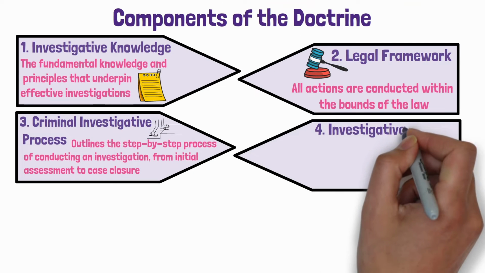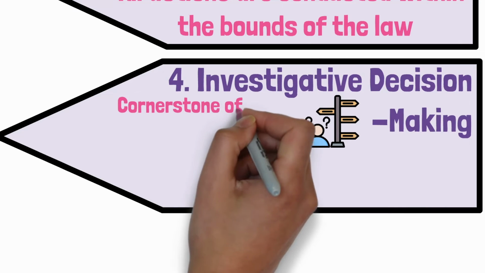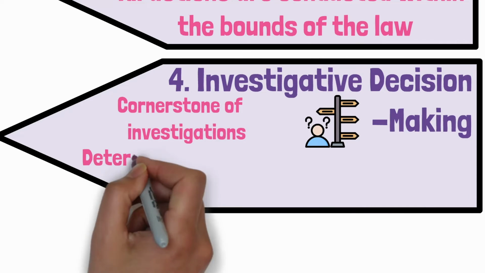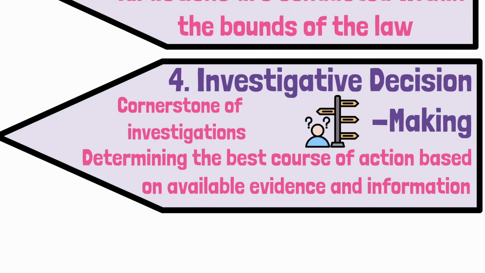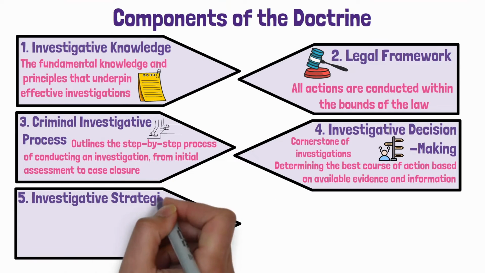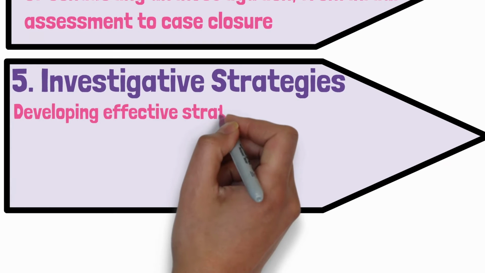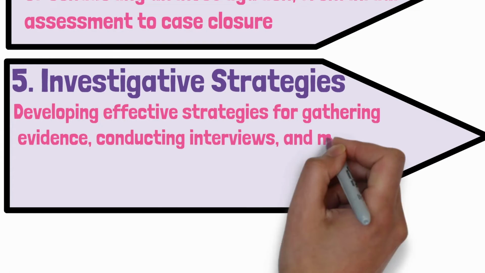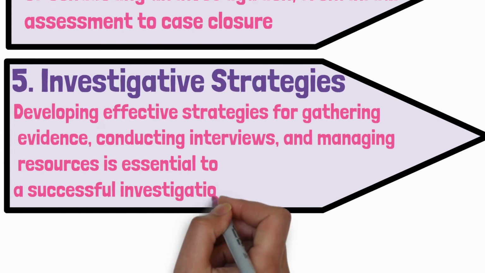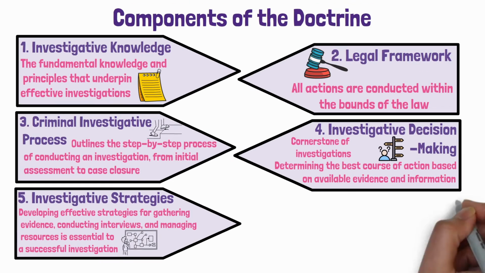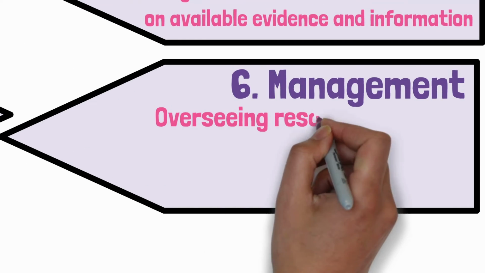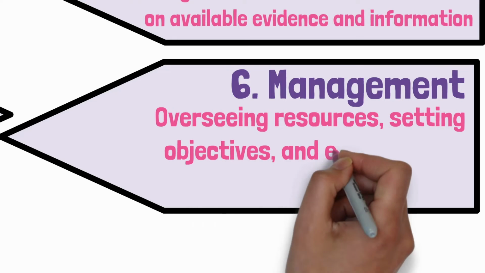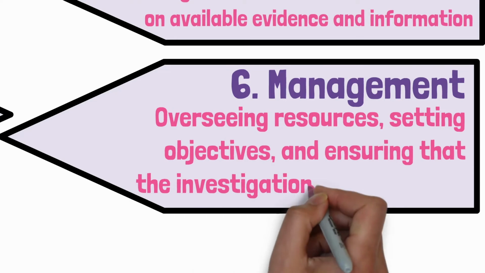Fourthly, investigative decision-making. Decision-making is a cornerstone of investigations. It involves determining the best course of action based on available evidence and information. Fifthly, investigative strategies. Developing effective strategies for gathering evidence, conducting interviews, and managing resources is essential to a successful investigation. And lastly, management. Managing an investigation involves overseeing resources, setting objectives, and ensuring that the investigation stays on track.